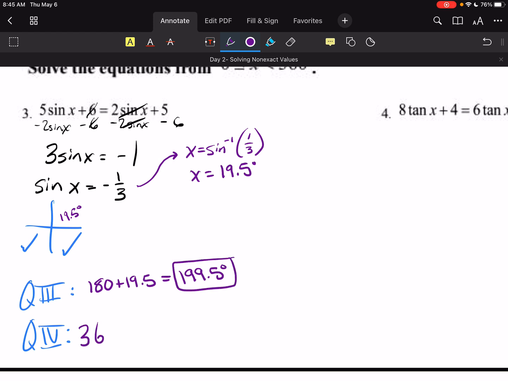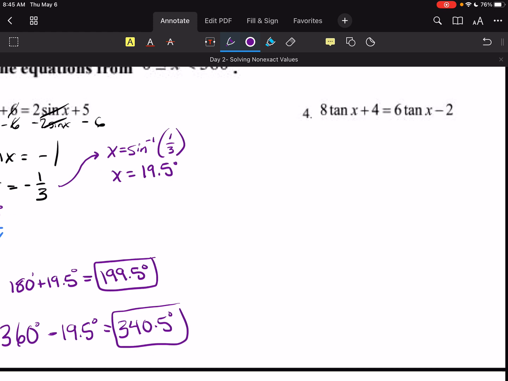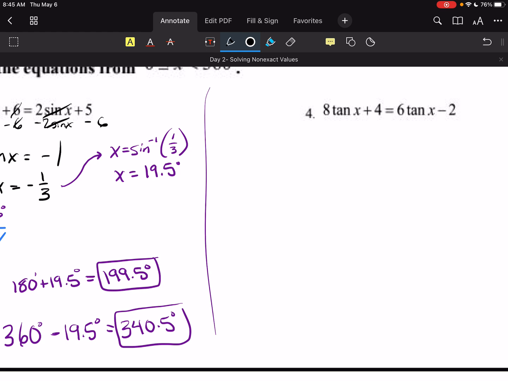Quadrant 4, 360 minus 19.5 degrees, and I get 340.5. Okay. One more deal, looking at a negative again. Subtract the 6 tangent x to the left, subtract the 4 to the right, and I get 2 tangent x equaling negative 6, and then I divide by 2. So I get negative 3. So quadrants, negative tangents, that means I need one positive, one negative when I'm looking at x and y, right? So that'll happen in 2 and 4.